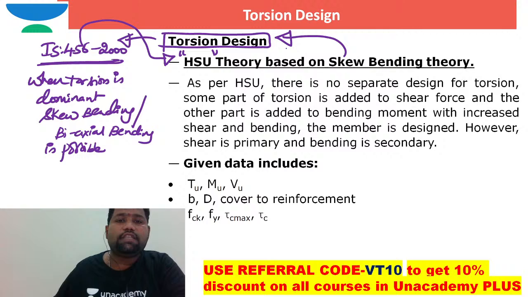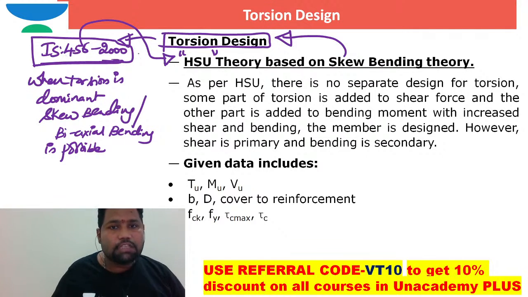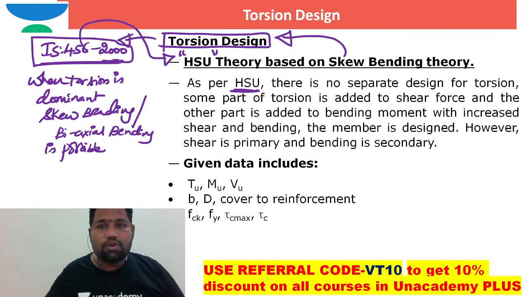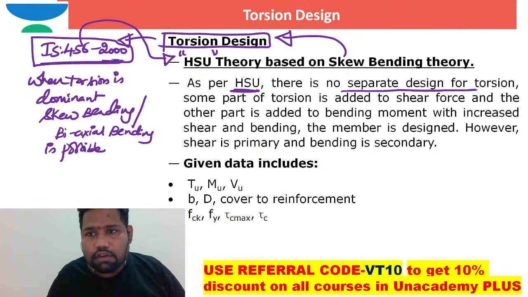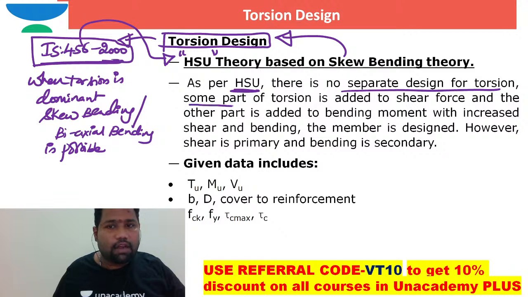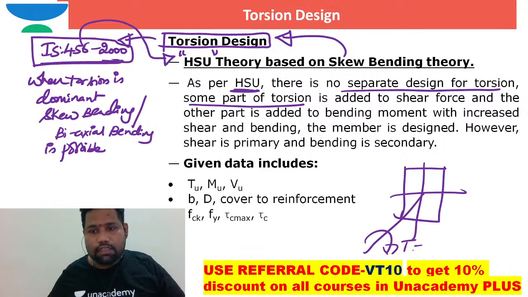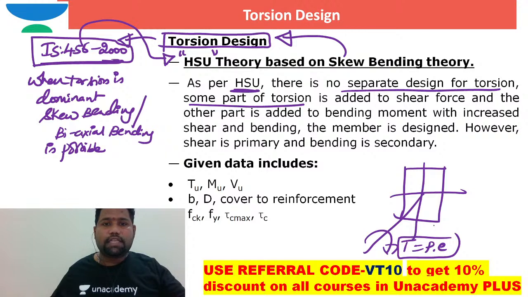So what is that HSU theory? Even in IS 456, the same HSU theory was used for the design of torsion. As per HSU, there is no separate design for torsion. First of all, you should understand this. Some torsional moment is acting on the cross section. Let us suppose this torsional moment is equal to P into E. Some part of the torsion is added to the bending moment.